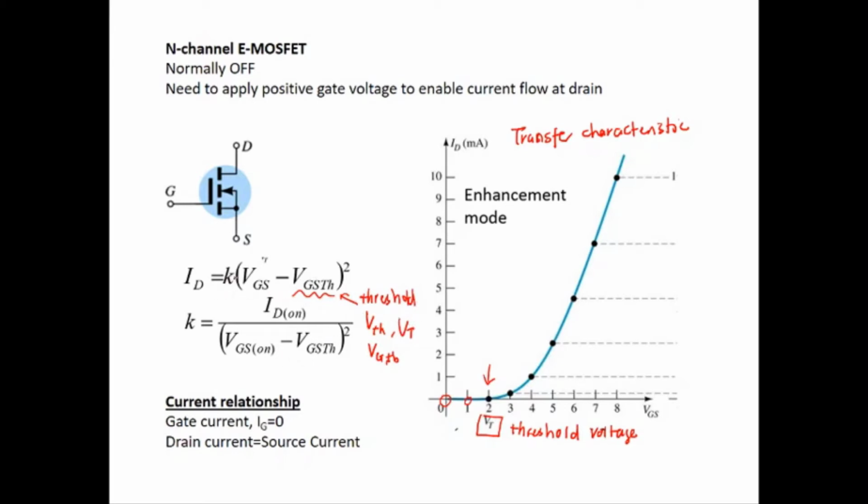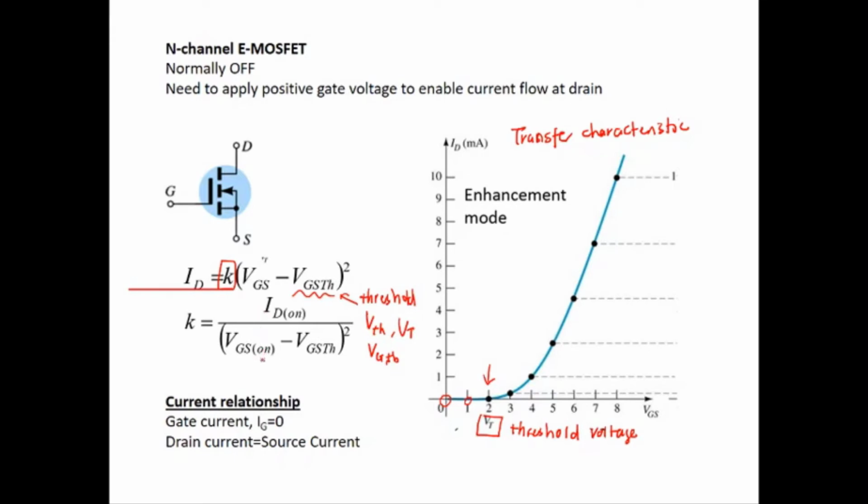The K here is a constant related to the device structure. Usually the K will be given, but if K is not given, they will provide the ID versus VGS graph, or the specification on ID on and VGS on. So what is ID on and VGS on?